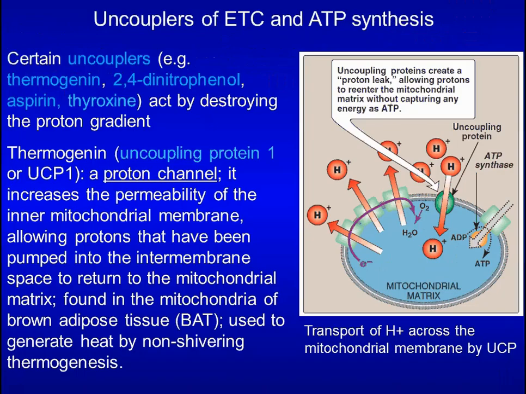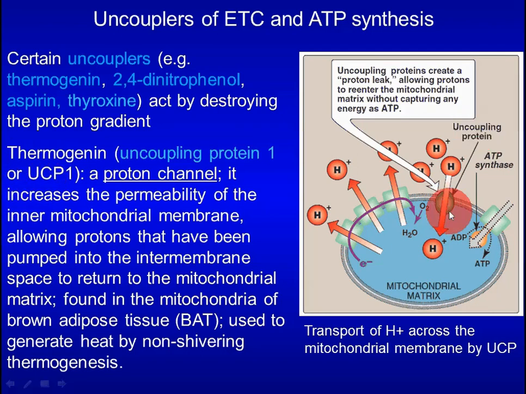Although the electron transport chain and oxidative phosphorylation are coupled, some proteins and chemicals are able to uncouple these two processes. Therefore, they are called uncouplers. They include thermogenin, dinitrophenol, aspirin, and thyroxine. They all act by destroying the proton gradient. Thermogenin, or uncoupling protein 1, UCP1, is a proton channel. It increases the permeability of the inner mitochondrial membrane to protons, leading to a proton leak.